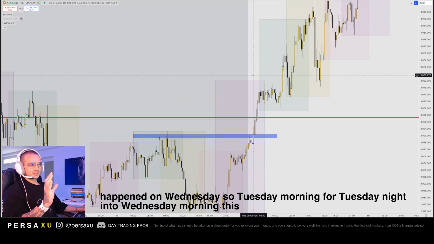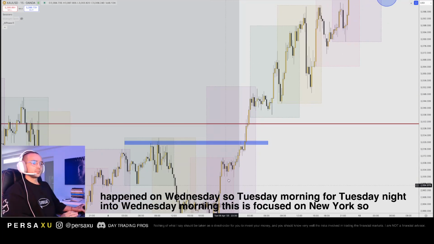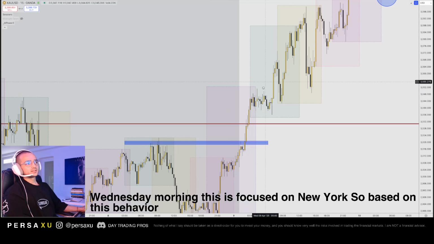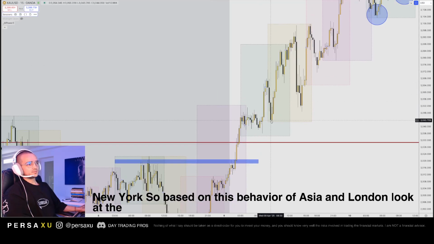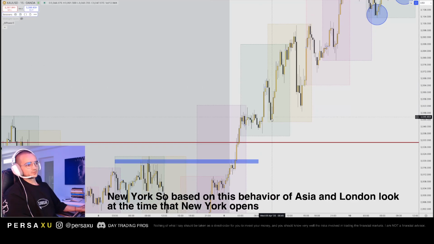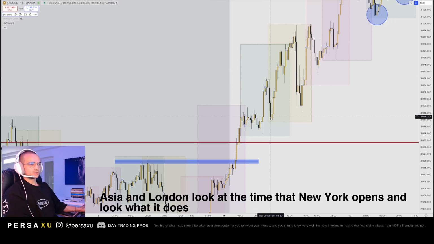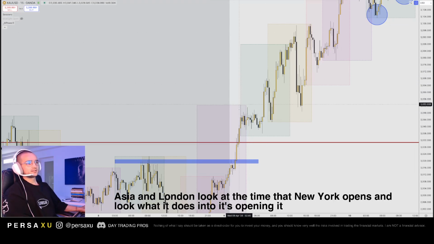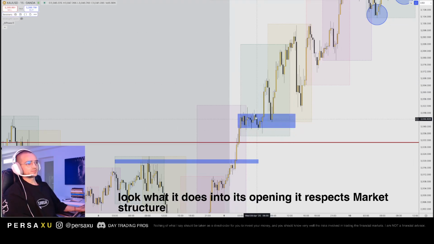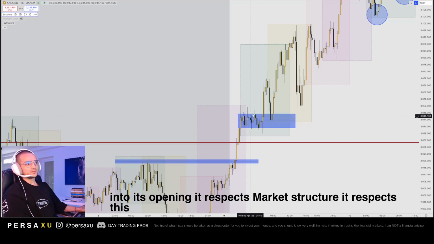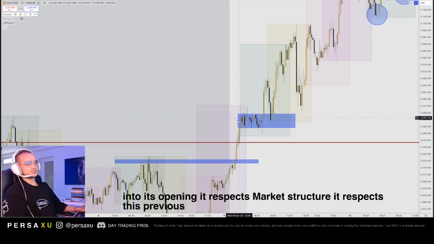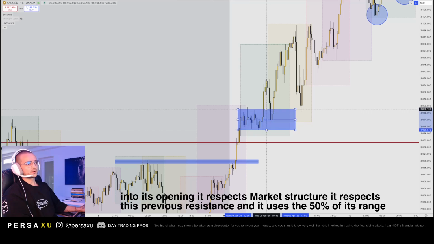This is focused on New York. So based on this behavior of Asia and London, look at the time that New York opens and look what it does into its opening. It respects market structure. It respects this previous resistance and it uses the 50% of its range to bounce.